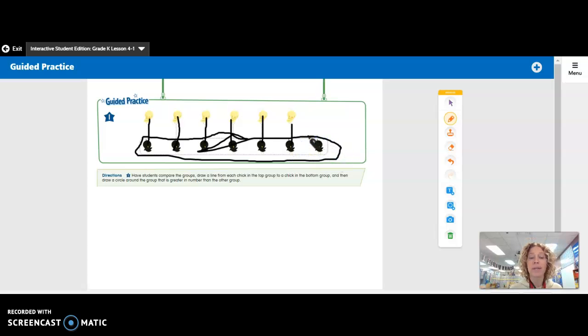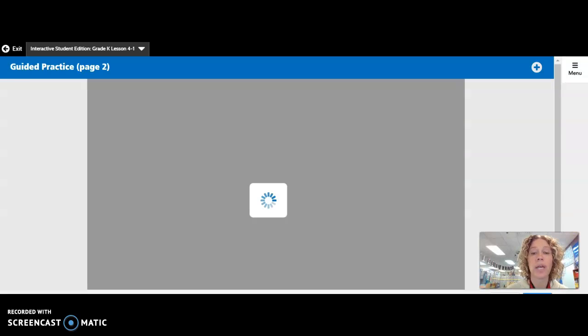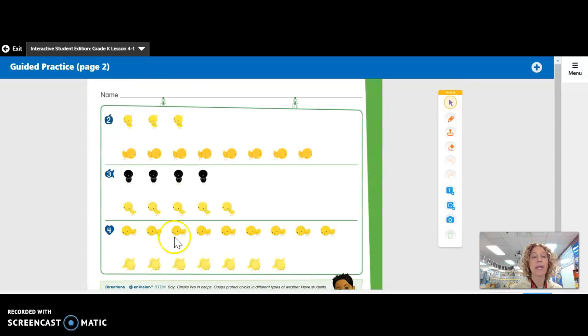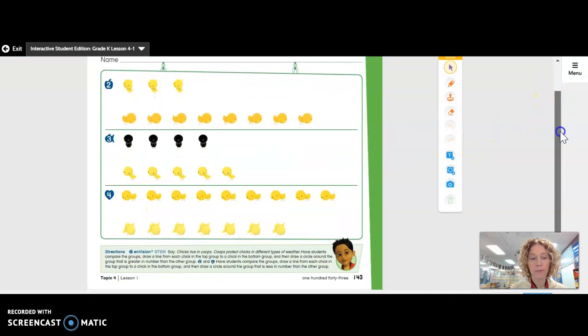All right, so I'm going to circle it. Not always are we going to be circling the one that's greater. We're going to do some that are less than too, so you have to be a great listener. All right, so we're looking at number 2 here for practice. We're comparing light yellow to a little bit darker yellow chicks. So the first thing we need to do, well, let's find out what we have to do.